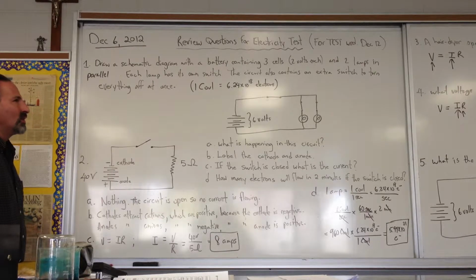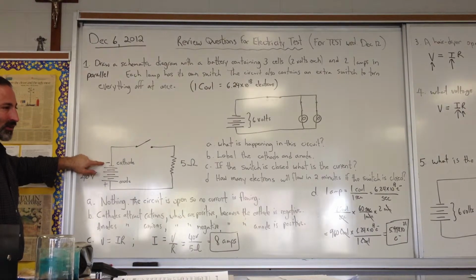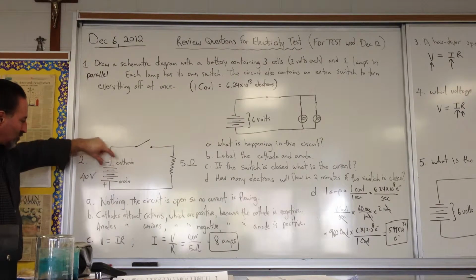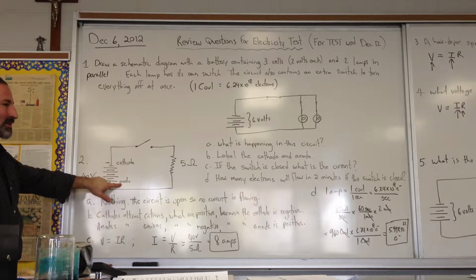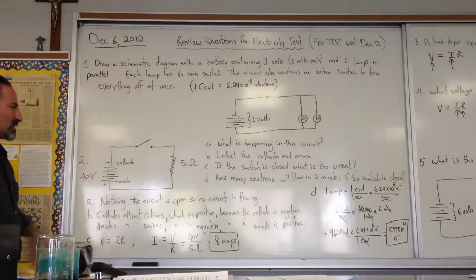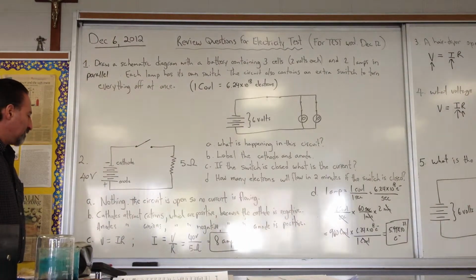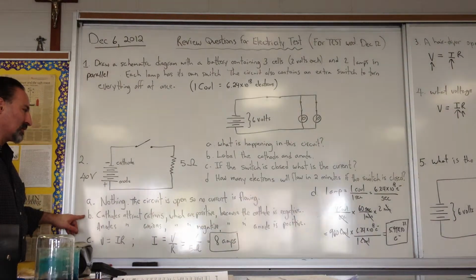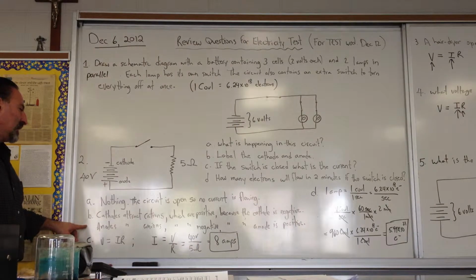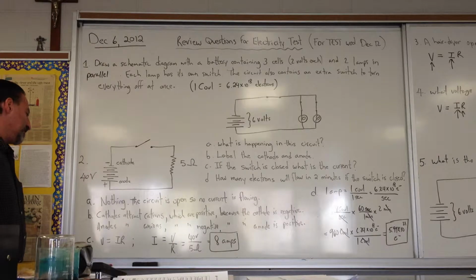Cations are positive. What do you need to attract something that's positive? You need something with a negative charge. So the cathode is negative. The negative side of the battery is the cathode, and it's represented by the shorter line in the cell. On the other side, you have the anode, which attracts anions, and that's the positive side of the cell. So we've labeled the cathode and the anode. I say as the answer, cathodes attract cations, which are positive because the cathode is negative. Anodes attract anions, which are negative, because the anode is positive.